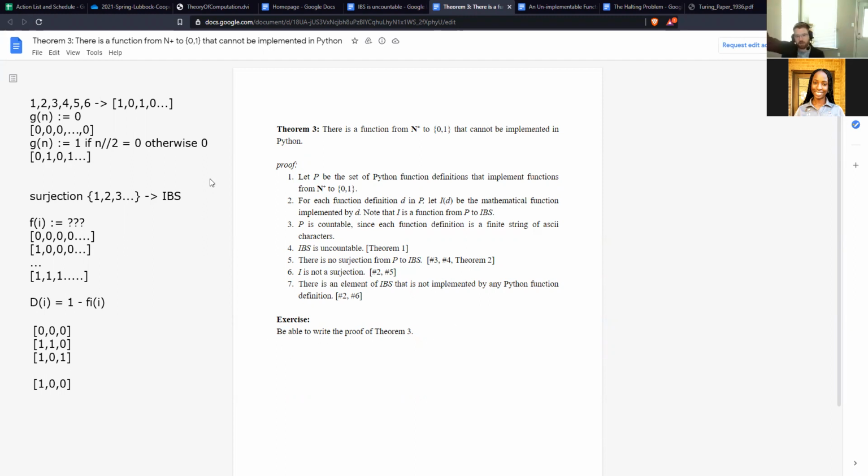So we said list all the function definitions in Python, all of them, every single one. Cool. Well, I have a sequence that none of those can make. How do I know? Because I listed out all the sequences they can make and came up with one that's not there. So that means that there's an infinite bit sequence that no Python function can make. That's weird.